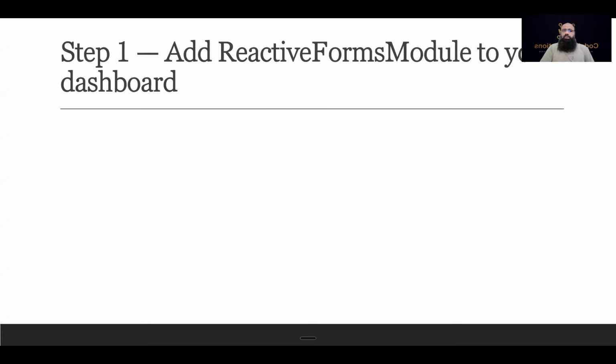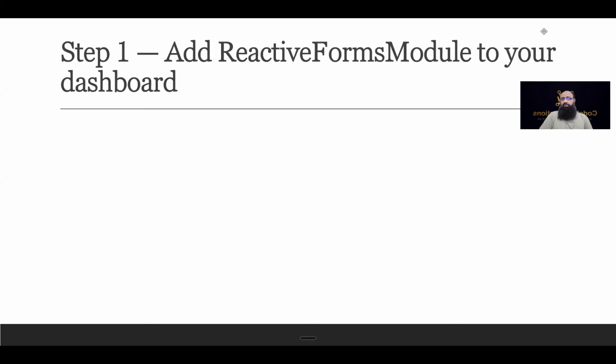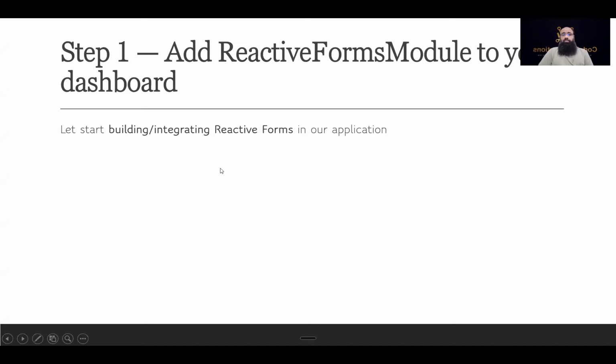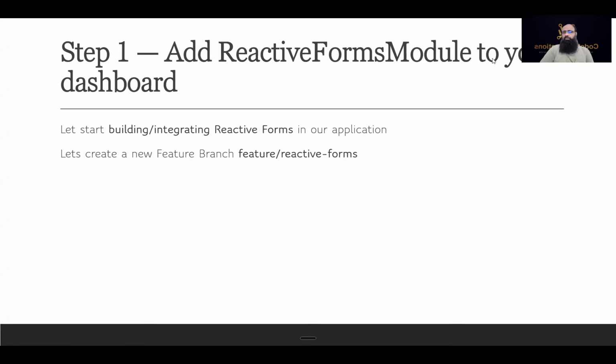Now comes adding the reactive form module to your dashboard. So let's try adding this. What we need to do is create a branch first. The reason is that I've already shown how to set up the project and host it on GitHub. If you haven't watched that video, I'm going to share the link over here, so you can watch it to learn how we can showcase our portfolio on GitHub using GitHub Actions, or GitHub Pages basically.